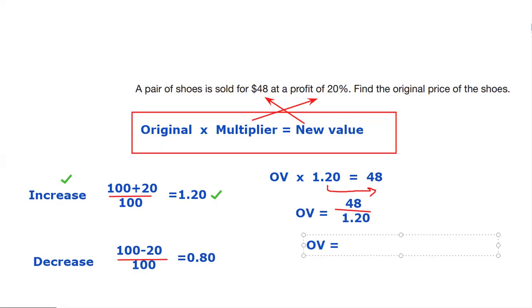Questions like these are very important because if you don't focus on the numbers, you will make a mistake in the answer. So 48 divided by 1.20, and the answer is $40. This means that the original value before the increase is $40. And this is how you answer a question like this. Now let's move on to the other questions and see different types of questions.